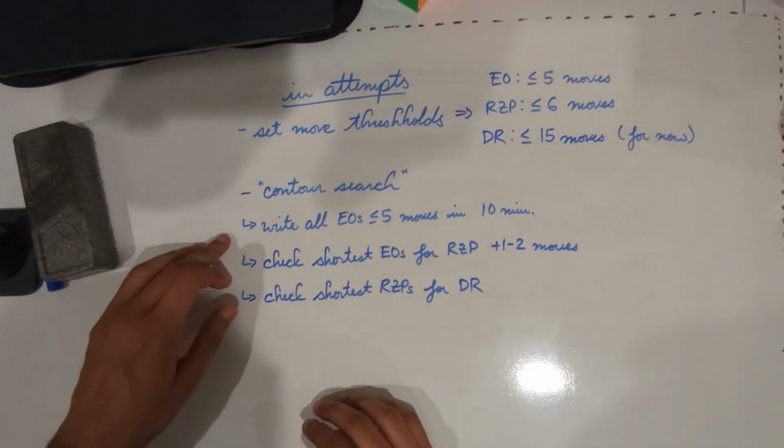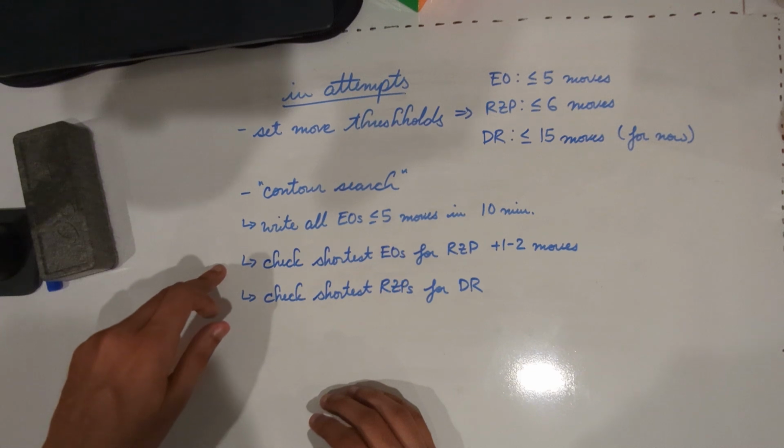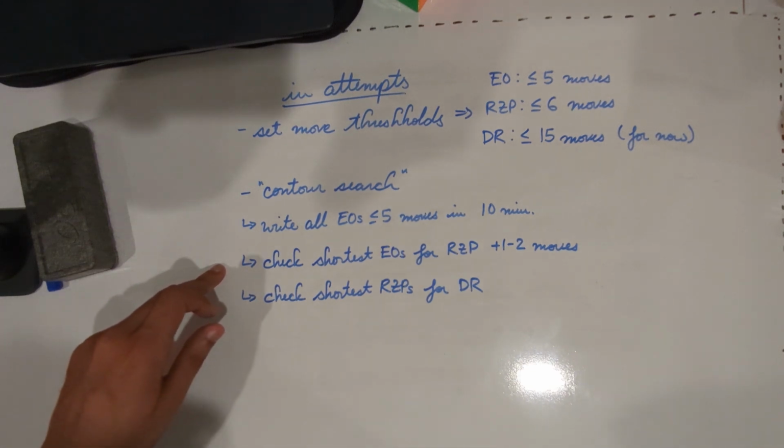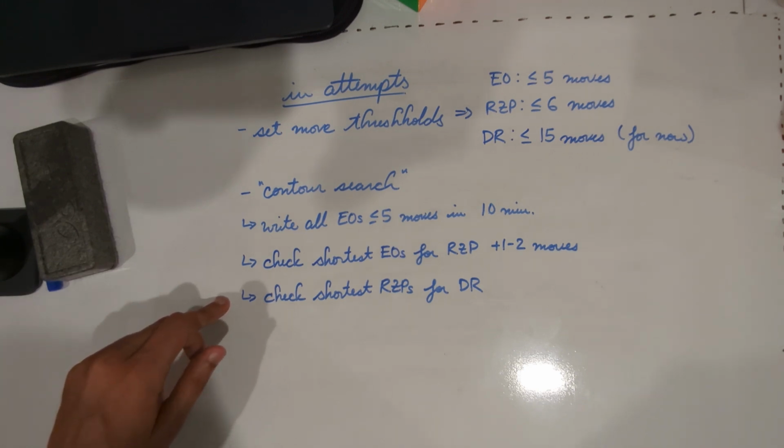Write down all EOs that are less than 5 moves in 10 minutes. Then check the shortest ones for RZP in 1 or 2 additional moves. Now check the shortest RZPs for DRs and skip the ones that you think are very lengthy. Keep going until the 30-minute mark.